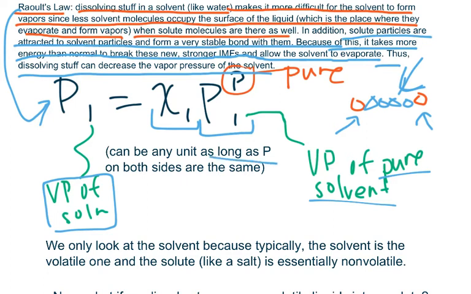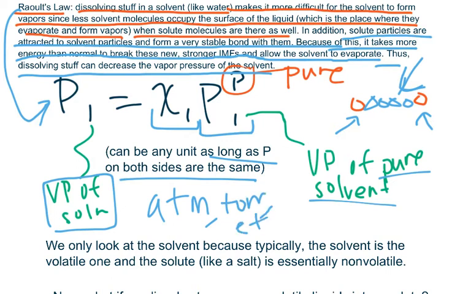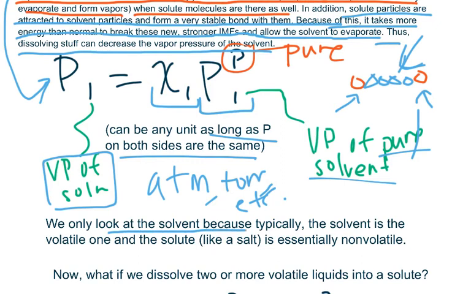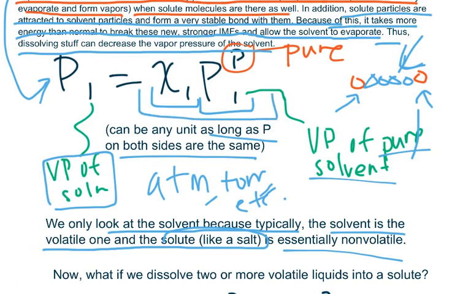Now, the P can be anything as long as the units are the same on both sides. So you could have atm, you could have torr, and etc. Now, we only look at the solvent because typically the solvent is a volatile one and the solute, such as a salt, is essentially non-volatile. So that's why in the equation, we only consider the vapor pressure caused by the solvent.